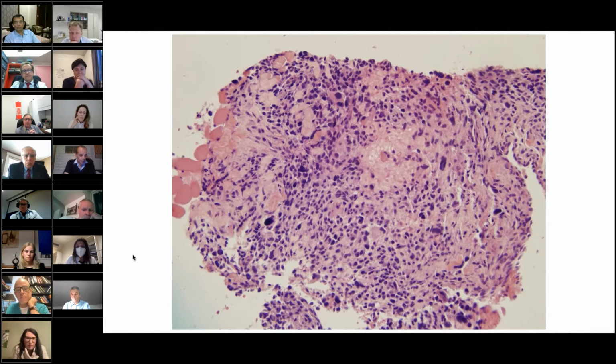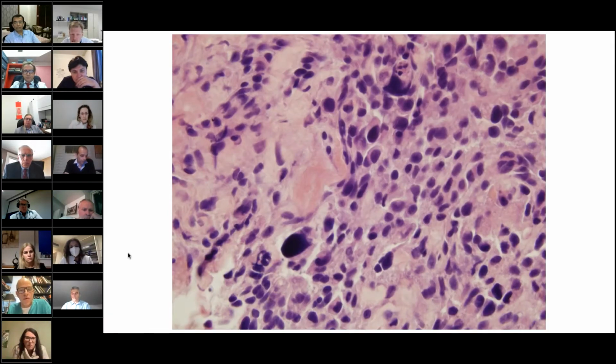So at that time, she underwent a percutaneous CT-guided biopsy. And here you can see a low power photomicrograph of the specimen. And then the next one is a higher power view. And the diagnosis was high grade conventional osteosarcoma.